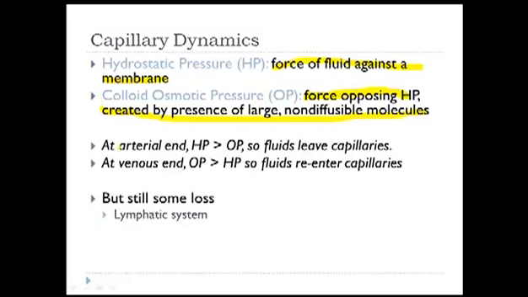So let's think of it this way. At the arterial end, your hydrostatic pressure is going to be greater than your osmotic pressure. Therefore, fluid leaves the capillary beds. At the venous end, osmotic pressure is going to be greater than hydrostatic pressure, so fluid will re-enter.